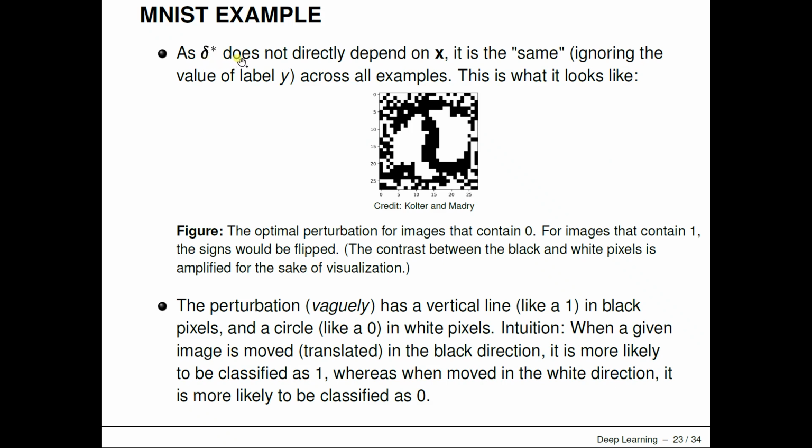Since the optimal perturbation delta star doesn't depend on input x, there will be only one perturbation pattern that we see here on the image for all the inputs. For the opposite label, the black and white pixels will flip. We can vaguely recognize a one in the black pixels on the image here. Correspondingly, when the pixels are flipped, round forms will recollect 0.